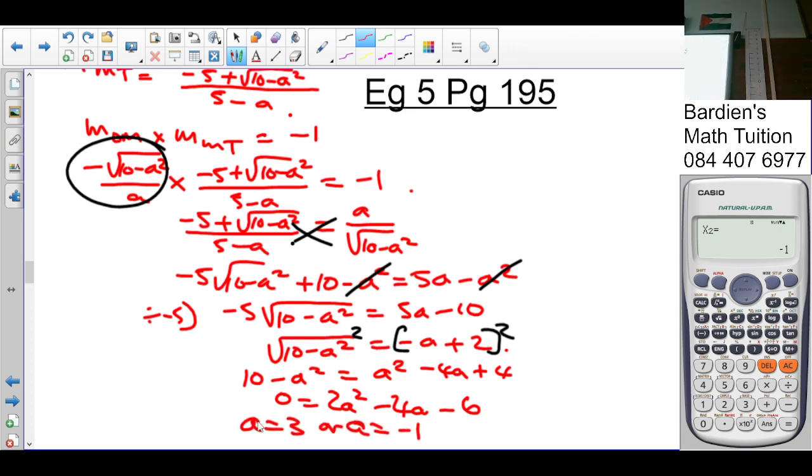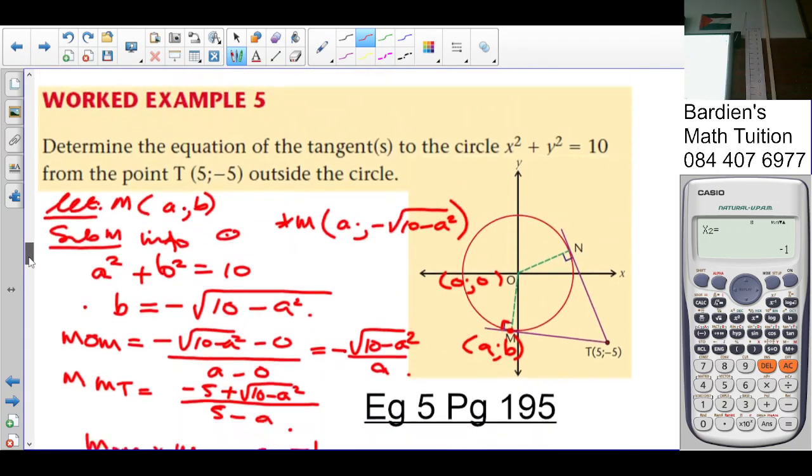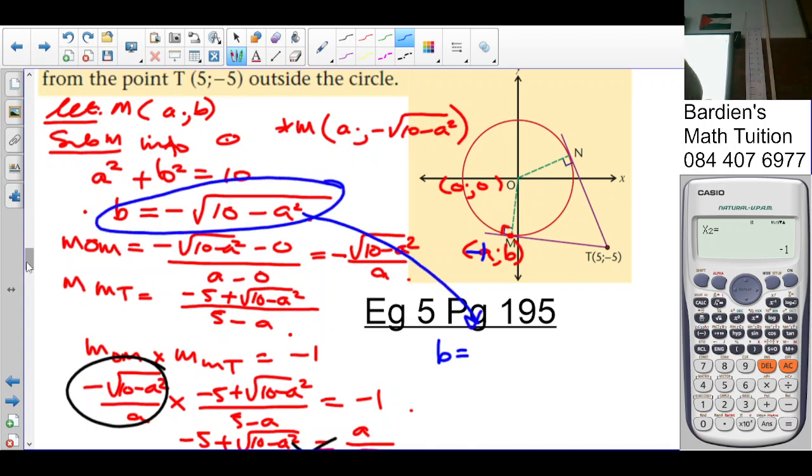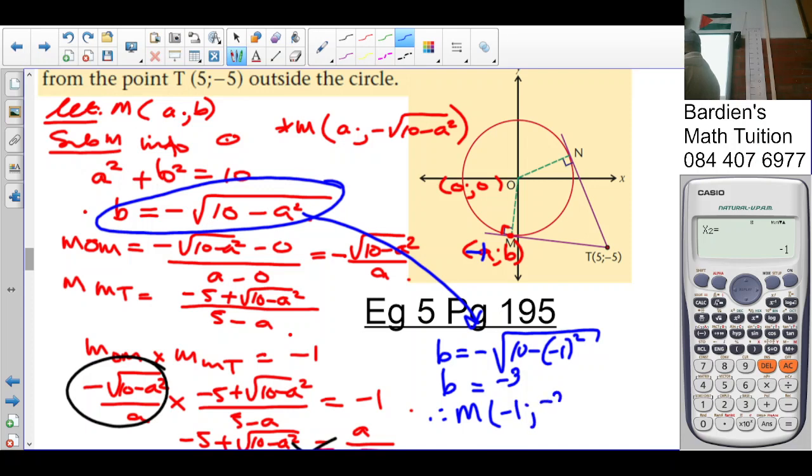Which one of the two do you think we are going to be interested in? It's going to be the negative 1. Why? Because as you can see it's on the negative part of your x-axis. So what do I need to do? I need to solve for b still. But we know that b is equal to that stored here. So it's going to be negative root, your a value is negative 1, so it's 10 minus negative 1 squared, which is going to give you 9. The square root of 9 is 3, so negative 3. So therefore m's coordinate is negative 1 and negative 3.